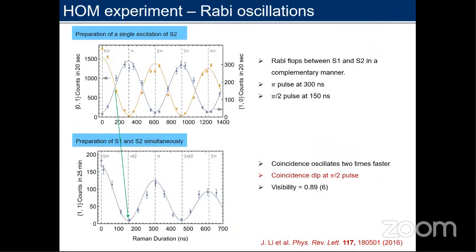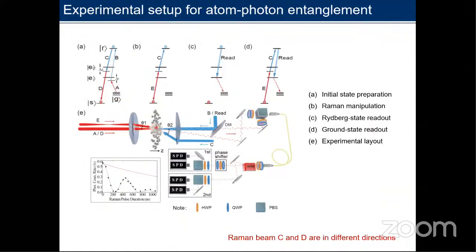This is a result. In the top plot, we merely create a single excitation either in S1 or S2. You can clearly see the Rabi oscillations. When two excitations are prepared, we find that at the position of half pi, the coincidence gets minimized, as shown in the bottom figure, which is a clear signature of Hong-Ou-Mandel interference. This is actually the first experiment that demonstrates Hong-Ou-Mandel interference for collective atomic excitations.